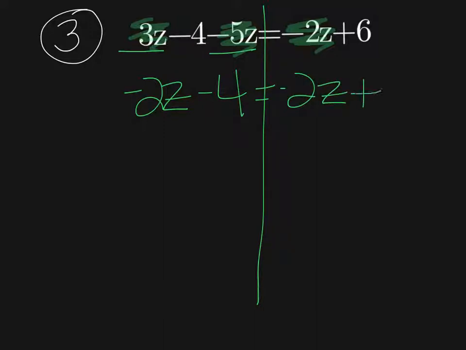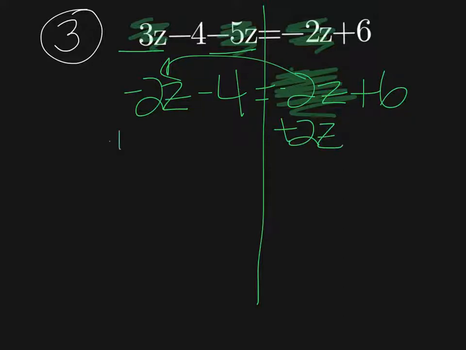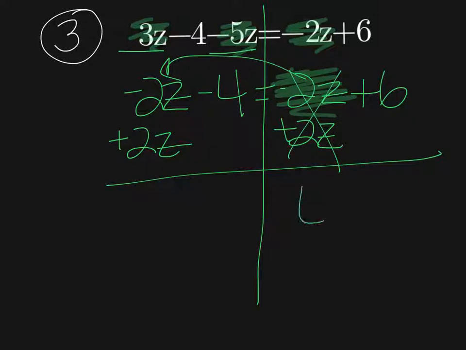Bring everything else down, okay? Now I'm going to take this one and move it to the other side. So it's a negative 2z, so I'm going to add 2z to the left side. Okay, that cancels. I'm left with a 6 equals, bring down my negative 4.